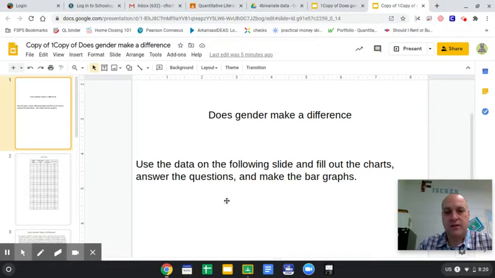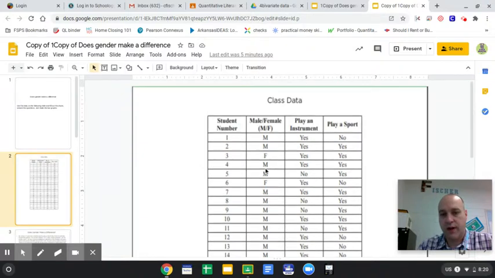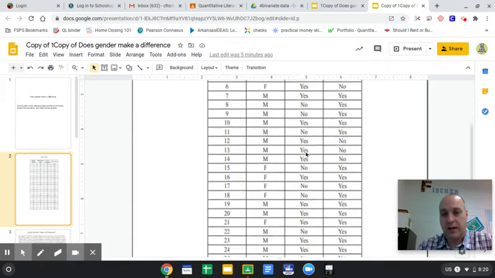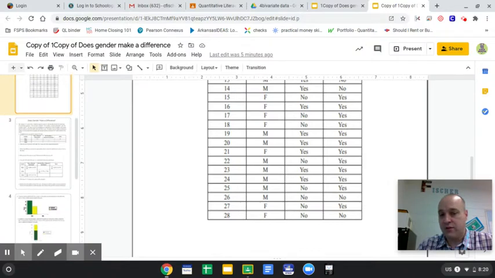All right, this is on this worksheet. There is this data slide right here. Does gender make a difference? But the next slide has all the data for whether they're male or female in a class that play an instrument or play a sport. And it has all of their data here for all 28 students in the class. So you use that data to answer these questions.